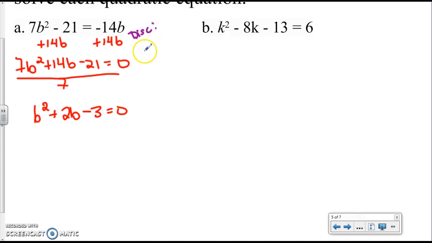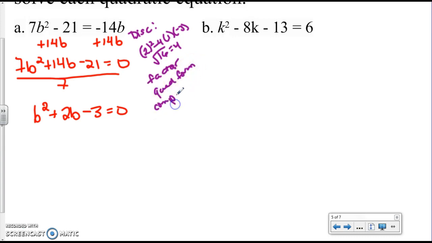I'm going to do b squared minus 4 times a times c. So that gives me 4 plus 12, which is 16. So if I can take the square root of 16, that means I can factor. I could use quadratic formula, and I could also complete the square. Okay, so all 3 of those would actually work.